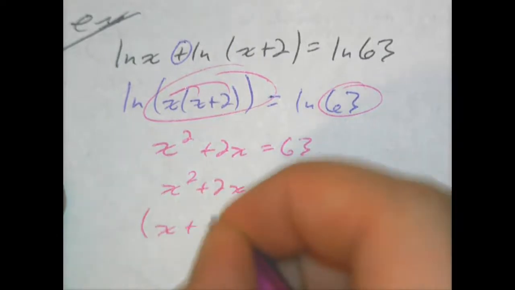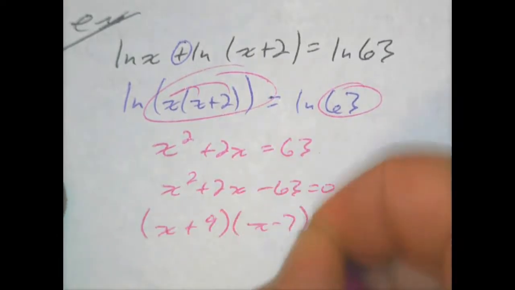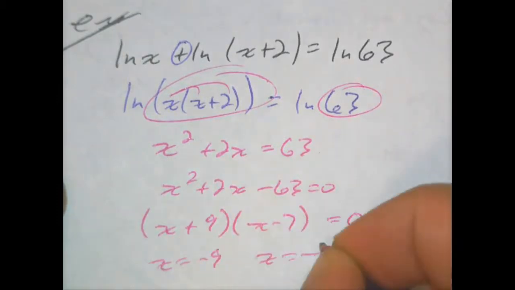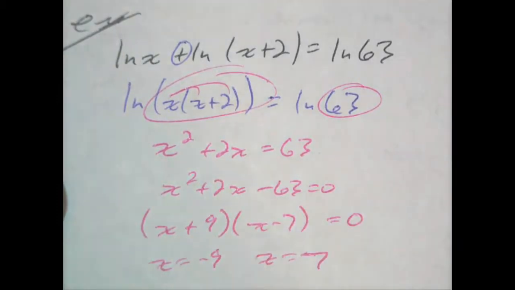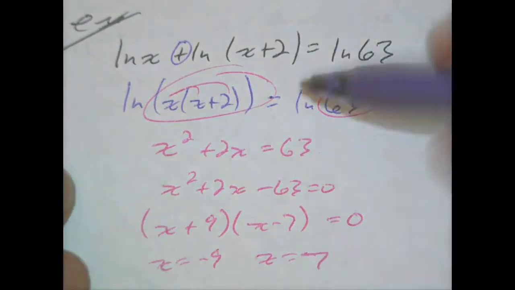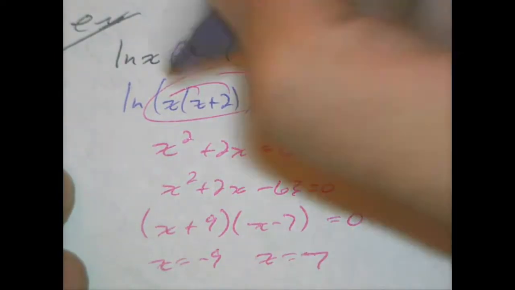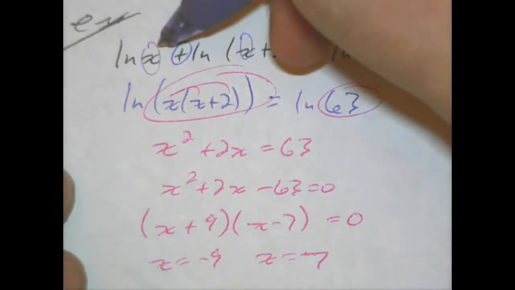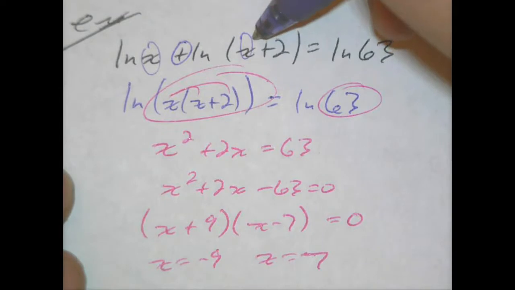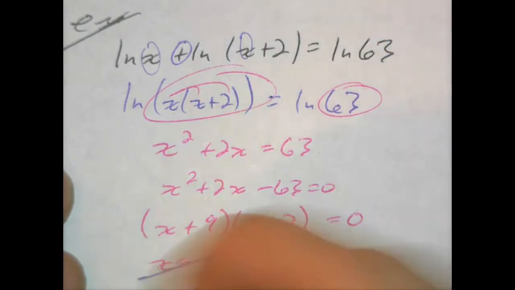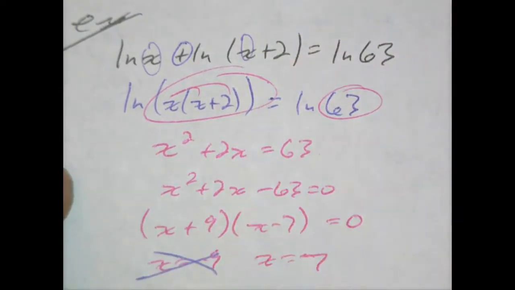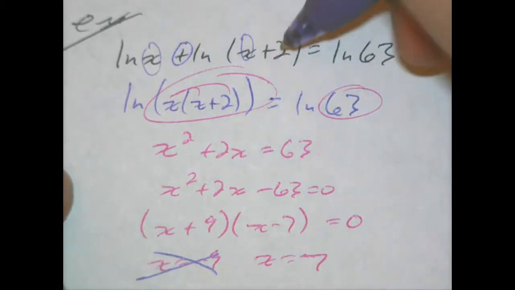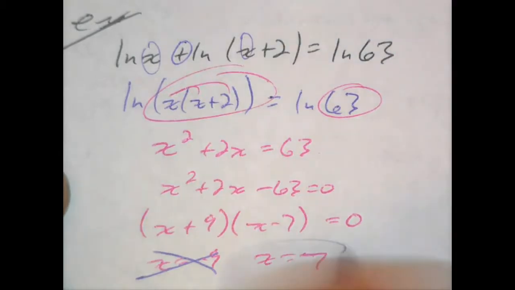7 and 9, so plus 9 minus 7 equals 0, x equals negative 9, x equals 7. Okay, now like I said, make sure you go back, look at your original equation. If I substitute in negative 9 for all of my x values, this would be natural log of negative 9, which is not possible. This would be natural log of negative 7, which is not possible. So negative 9 is not an actual solution. If I substitute 7, ln of 7 exists, and natural log of 7 plus 2, which is natural log of 9, exists, so this is my only solution.